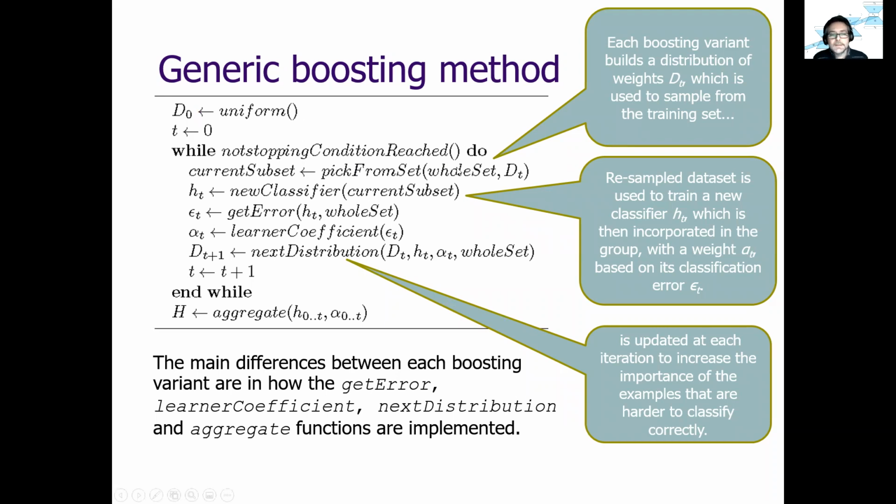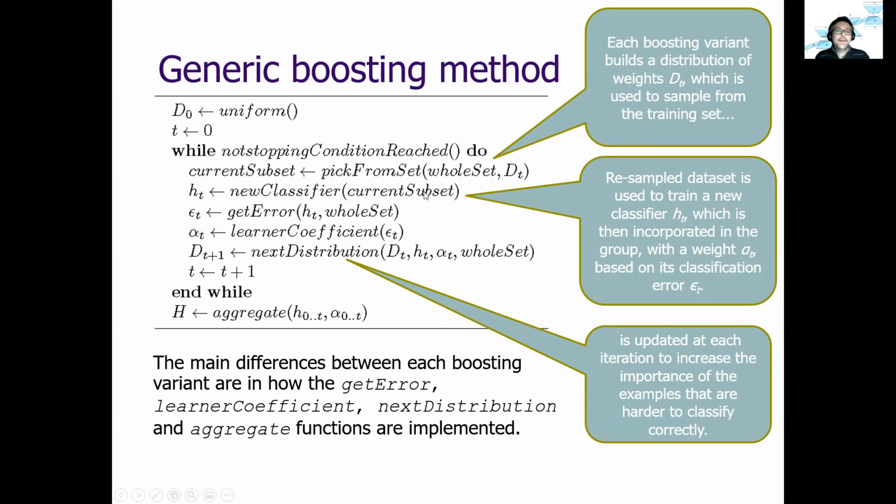There is a step here which is called pick from set. You have the whole set, and you have to somehow define a kind of probability distribution or a distribution of weights, because this probability distribution is used to sample points from your training set. And you can do that in different ways. You can produce different techniques to produce these weights and calculate this distribution D.